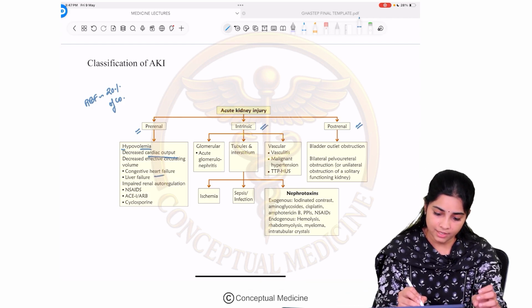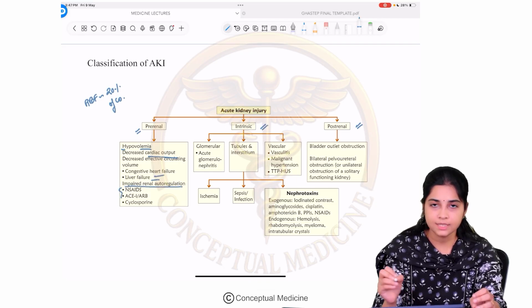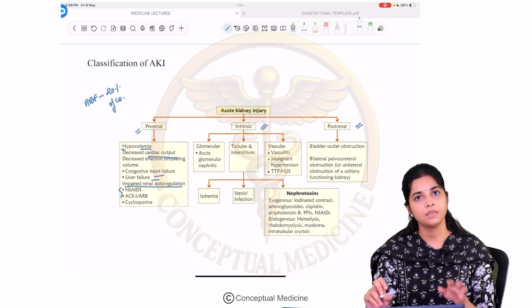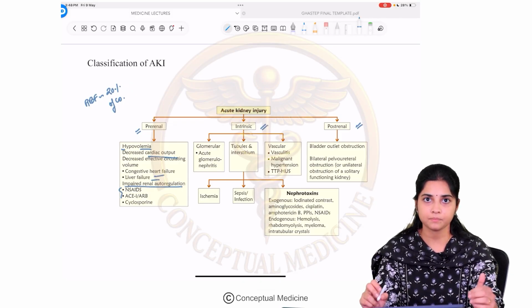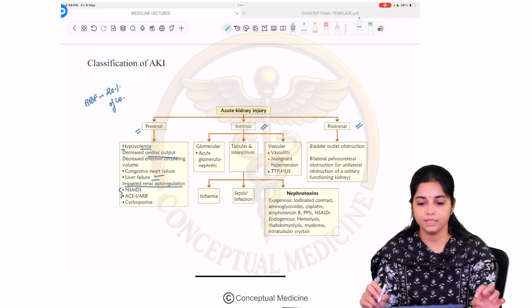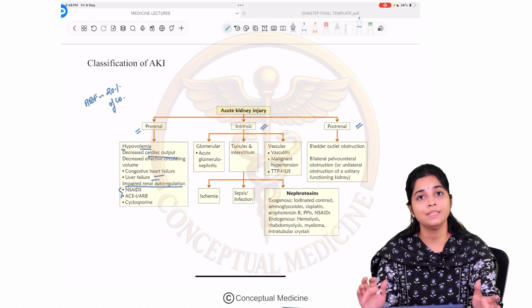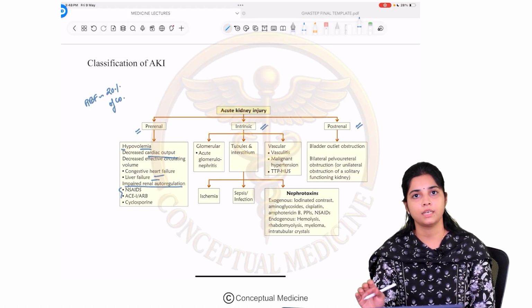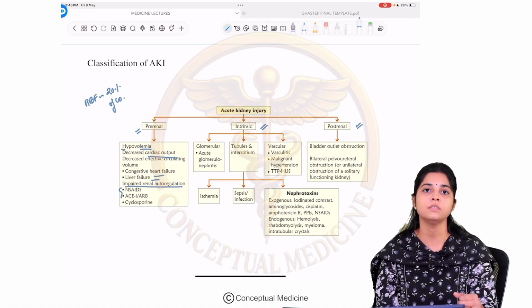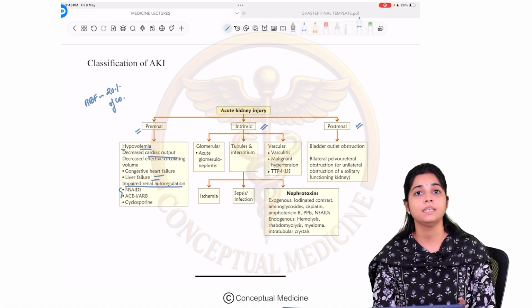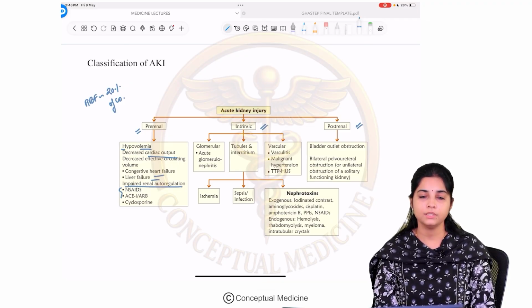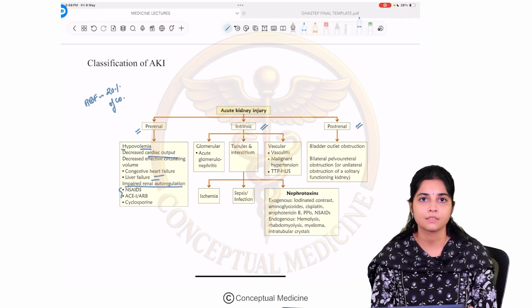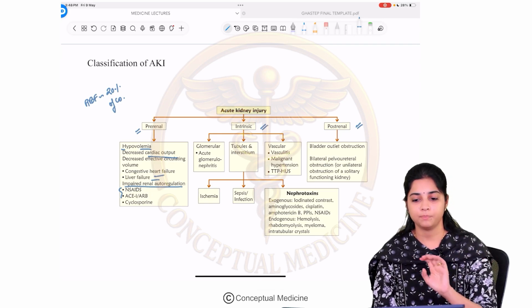Apart from that, congestive heart failure, liver failure, or anything that impairs the autoregulation of the kidneys. We will be looking at the autoregulation of kidneys in some time. Alright, so this is your prerenal AKI. Now let us look at intrinsic AKI. Intrinsic AKI basically means that any disorder which is affecting the kidney in itself is what we call intrinsic AKI. In this intrinsic AKI, it can be classified into multiple parts.